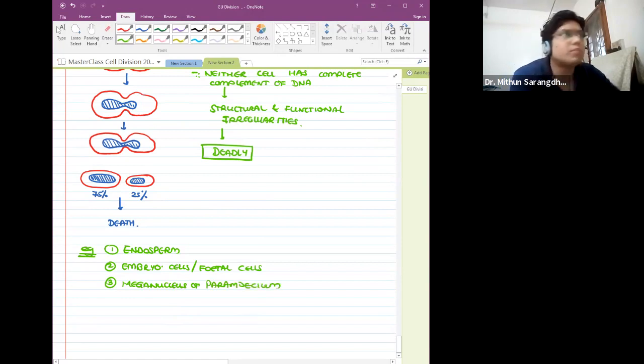In the meganucleus of paramecium. Now, what is this paramecium? Let me just show you. See, paramecium is nothing but a slipper-shaped organism. So it looks somewhat like this.